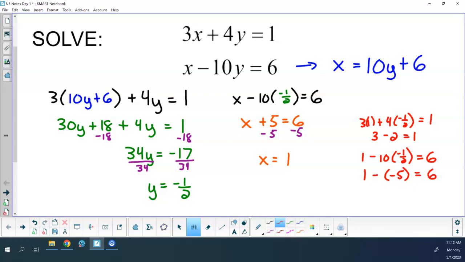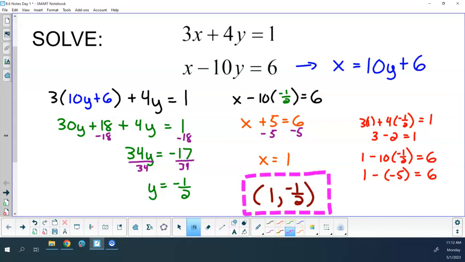Yes, it works out. So my final answer then I put in point form because it intersects at an actual point, and I get 1 comma negative 1. Agree?